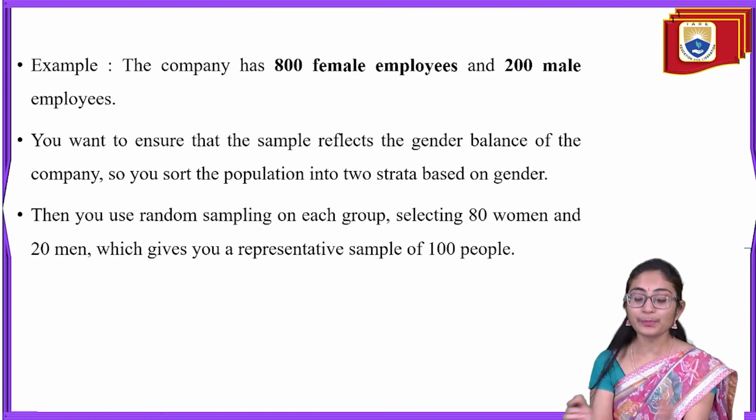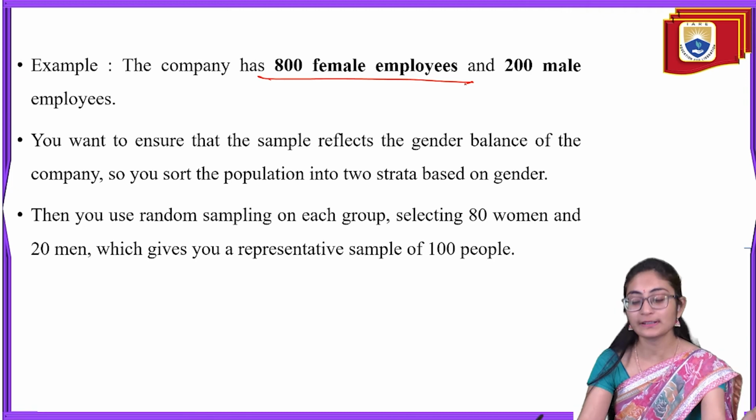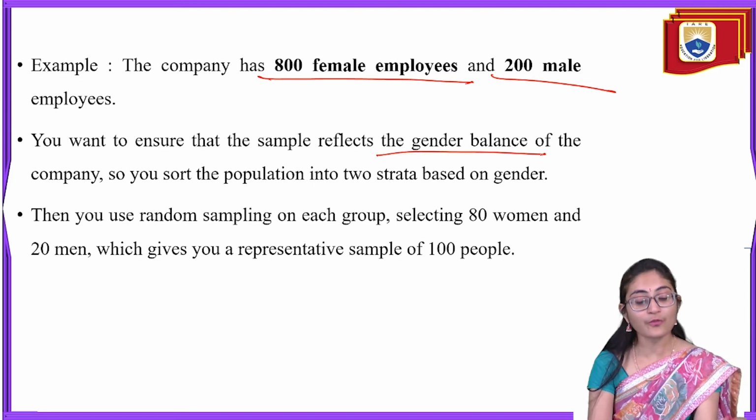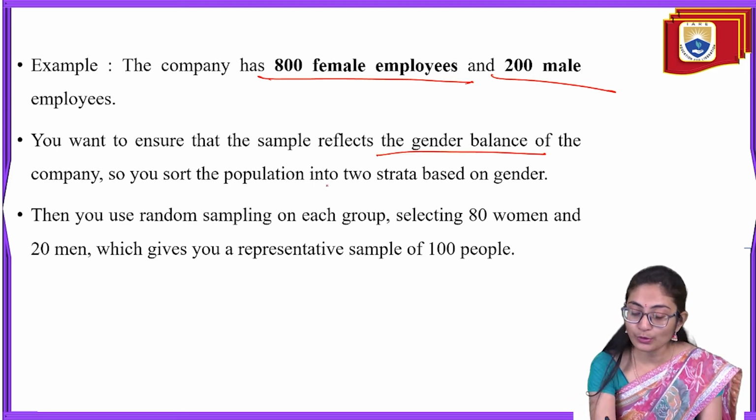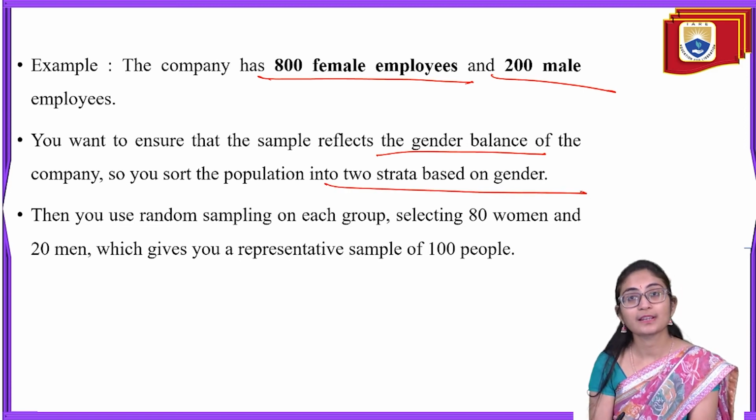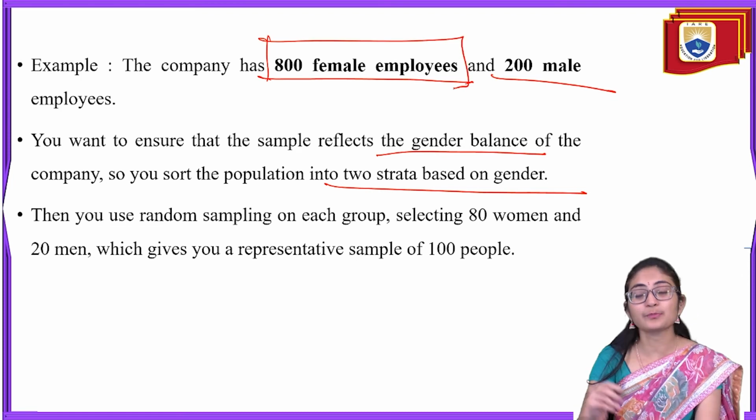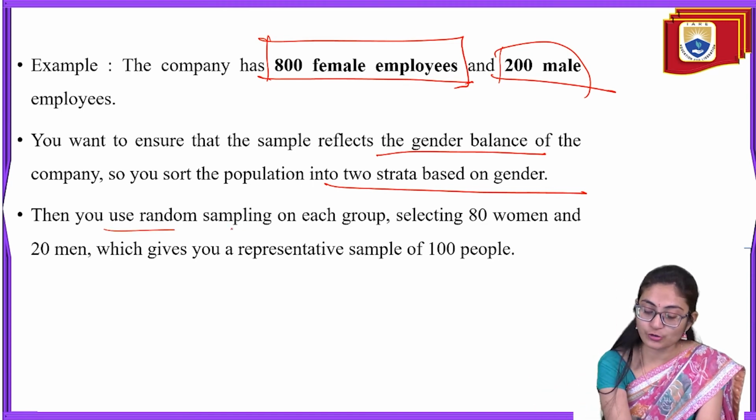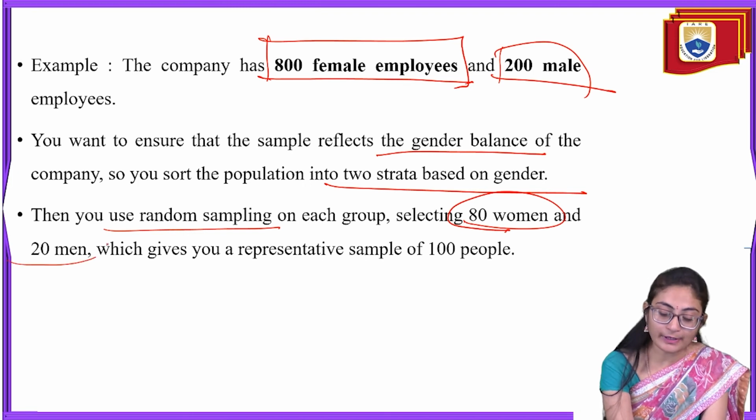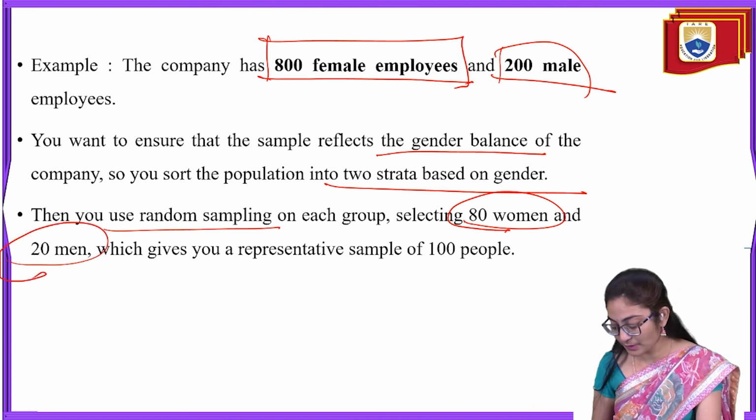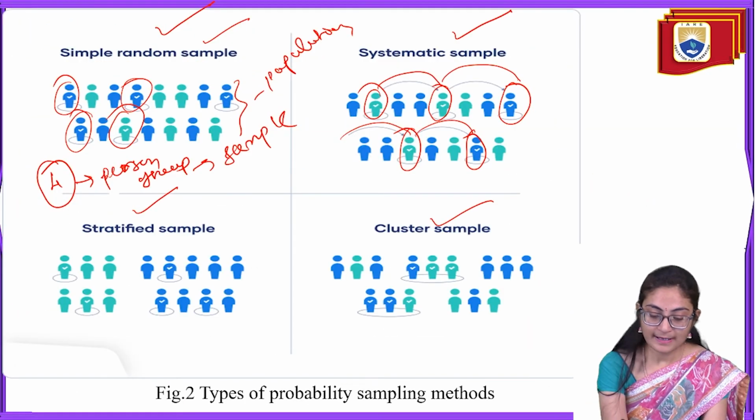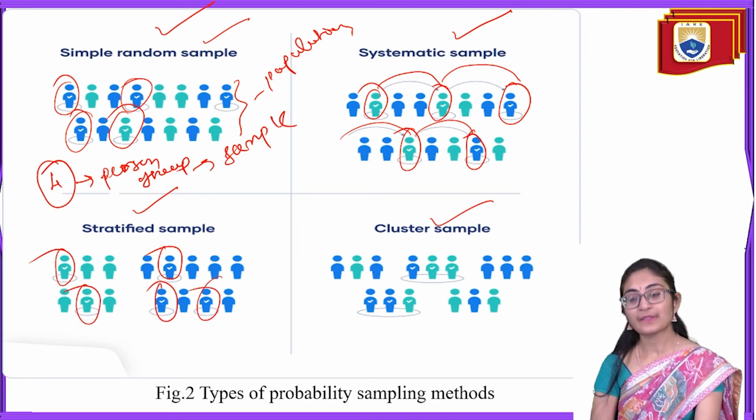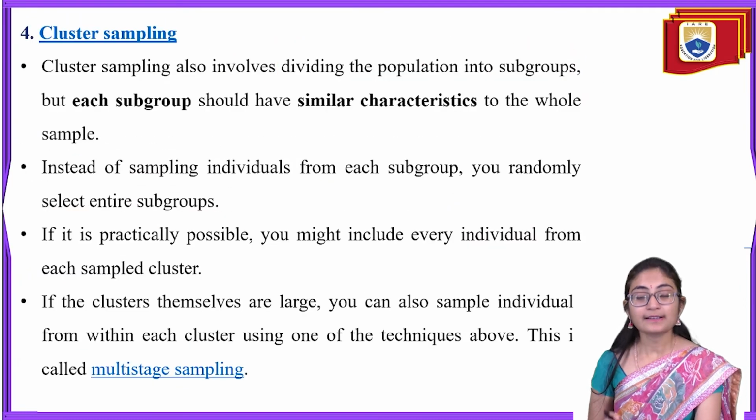For example, the company has 800 female employees and 200 male employees. Now you want to ensure that the sample reflects the gender balance of the company. So you sort the population into two strata based on gender. That means the first one is 800 female employees and the second is 200 male employees. Then you use random sampling on each group, selecting 80 women and 20 men, which gives a representative sample of 100 people. Now you can see here, stratified sampling. We have selected.